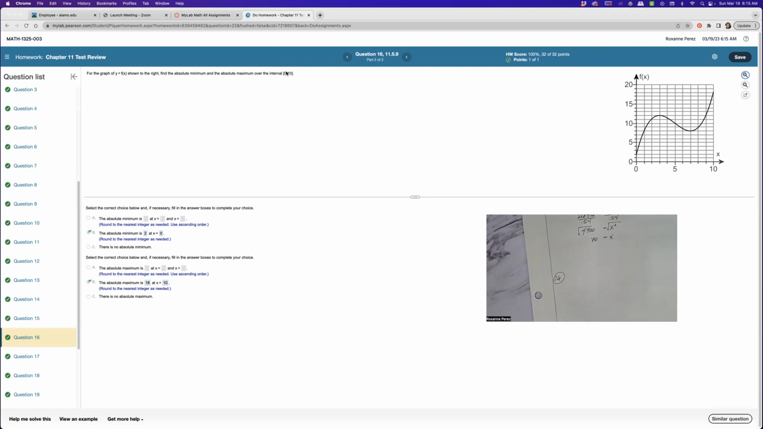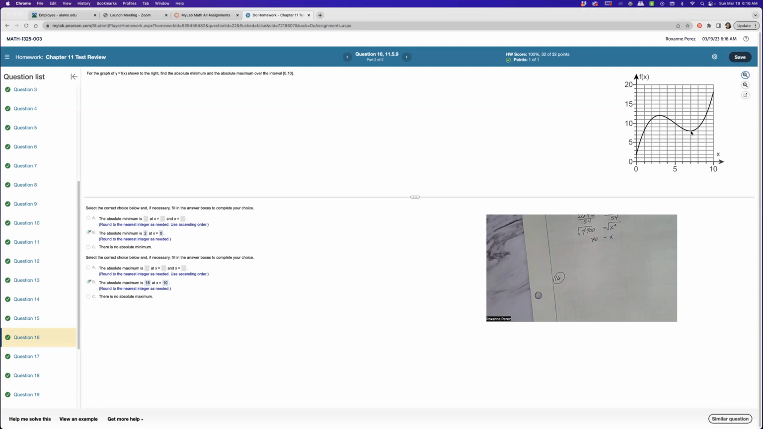So here, look at my cursor on the screen. It's telling us over the interval 0 to 10. So on our graph, we have the interval 0 to 10. So they want us to evaluate over this entire domain. Okay, so the first part is asking for the absolute minimum. Where does this occur? So we look for our minimum point here.